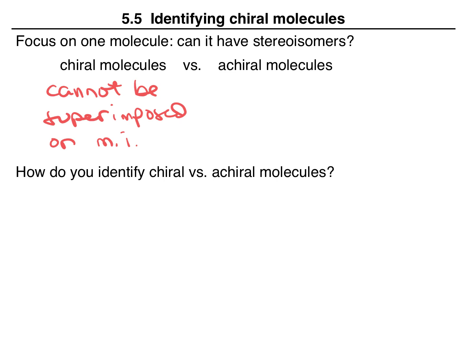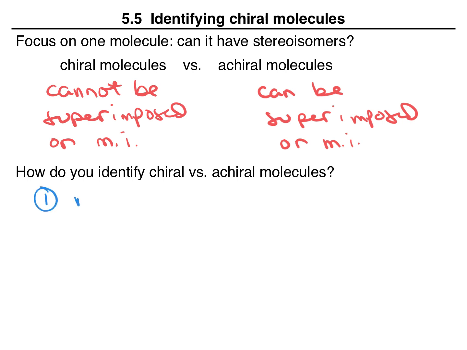A chiral molecule cannot be superimposed on its mirror image. Achiral molecules can be superimposed. In other words, an achiral molecule and its mirror image is just the same thing. It's the same compound. So how do we identify a chiral versus an achiral molecule?